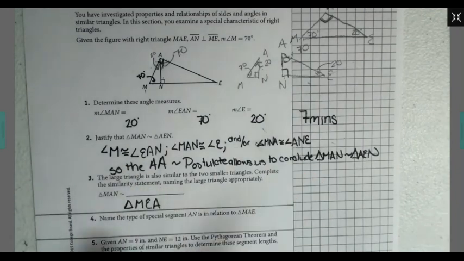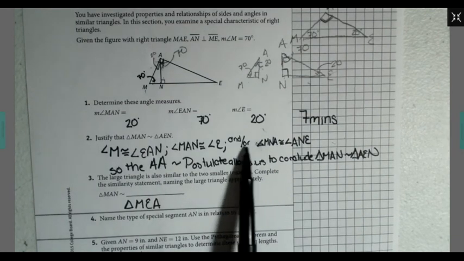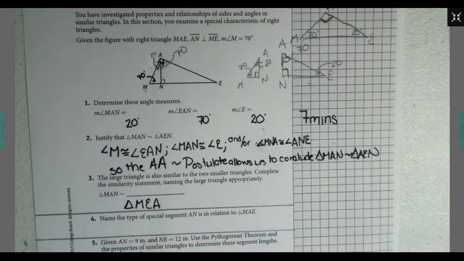And all I have to do in order to show that they're similar is show that two angles are congruent from one triangle to the other. So that's the reason why at the very end I said and or. We didn't have to know all three pieces. We only had to know two in order for us to use the angle-angle similarity postulate. Now, it says that the large triangle is also similar to the two smaller triangles. Complete the similarity statement, naming the large triangle appropriately.